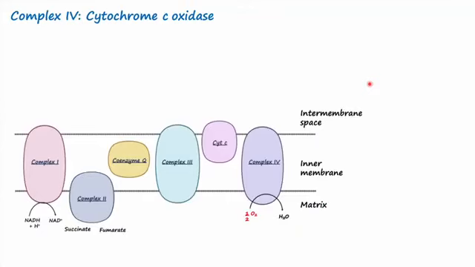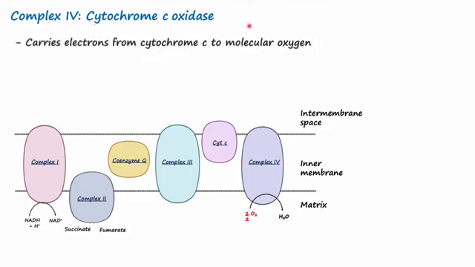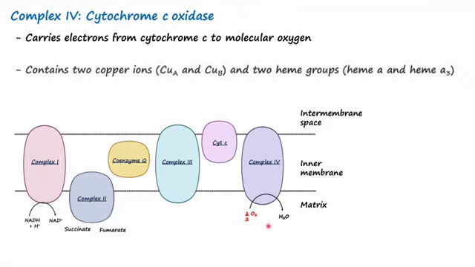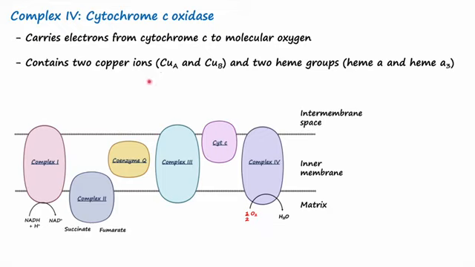Now next is complex 4, which is called cytochrome c oxidase. It carries electrons from cytochrome c to molecular oxygen. It also contains copper ions, that is copper A and copper B, and 2 heme groups, heme a and heme a3.